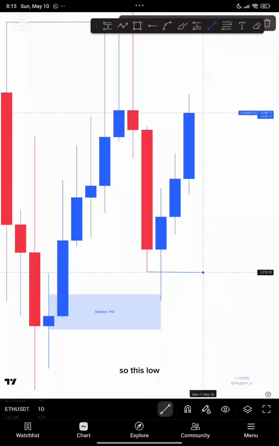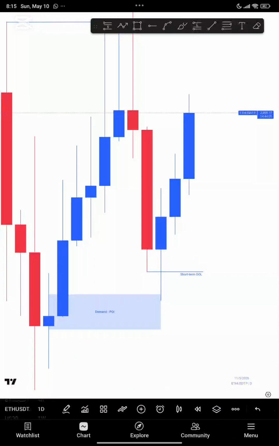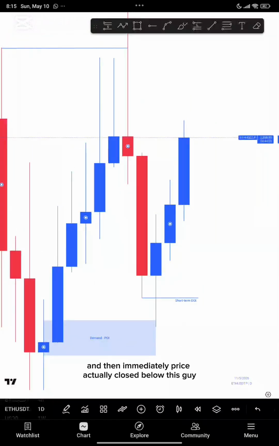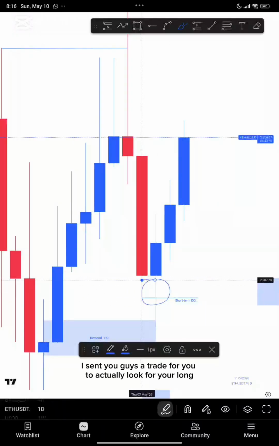So this low is your short-term draw on liquidity, and then immediately price closed below this guy. I sent you guys a trade for it to actually look for your long.